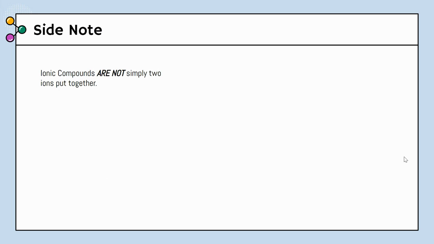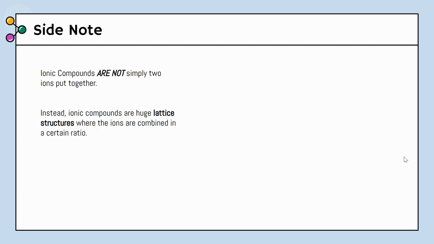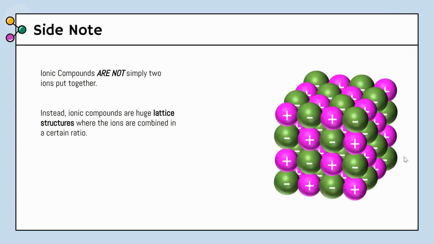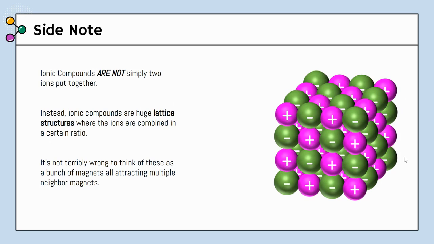One quick side note, ionic compounds are not simply two ions put together. They are these huge structures where the ions are combined in a certain ratio. And that image on the right is a good representation of an ionic compound where the charged particles alternate throughout this lattice structure. It's not wrong to think of this as different magnets all attracting one another. These ions act kind of like one charge of a magnet, so they're surrounded by the other charged magnets. They have to, it's not like opposites attract is really the rule in this case.